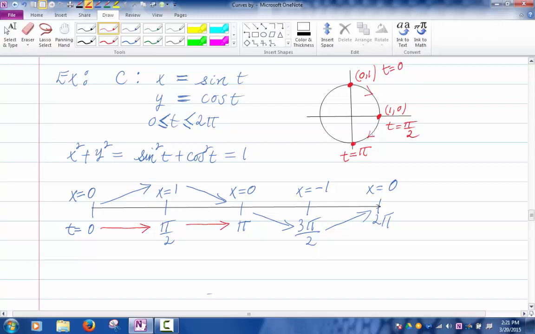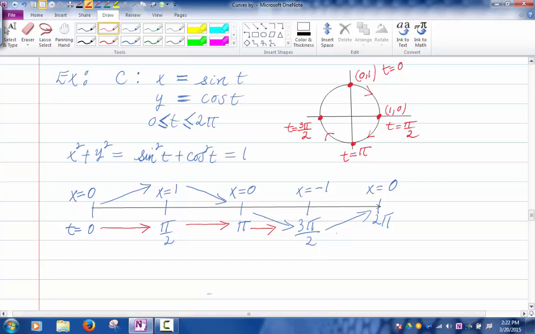I'm just showing you, you're going to get the entire circle by just going through this argument. Now, as t progresses from pi to 3 pi over 2, the x value now decreases from 0 to negative 1. So that means that at t equals 3 pi over 2, you are at the most left point of the circle here, and you're still moving in the clockwise direction.